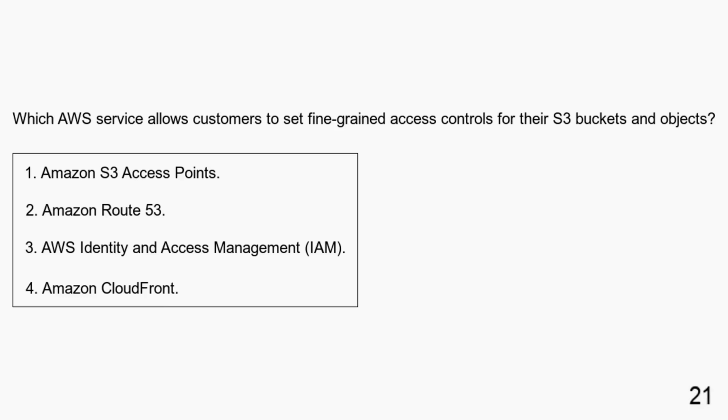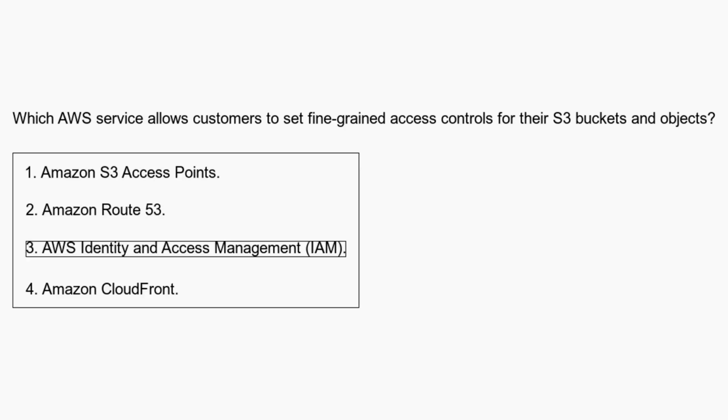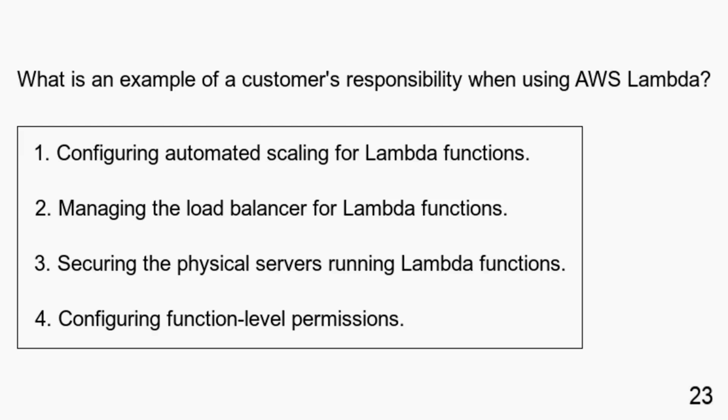Which AWS service allows customers to set fine-grained access controls for their S3 buckets and objects? Amazon S3 access points. Amazon Route 53. AWS Identity and Access Management, IAM. Amazon CloudFront. Amazon S3 access points allow customers to set fine-grained access controls for their S3 buckets and objects.